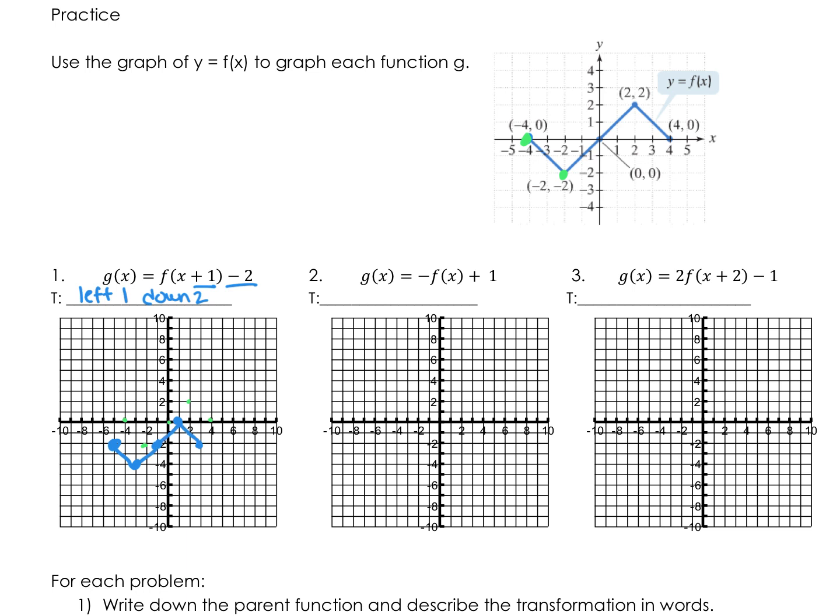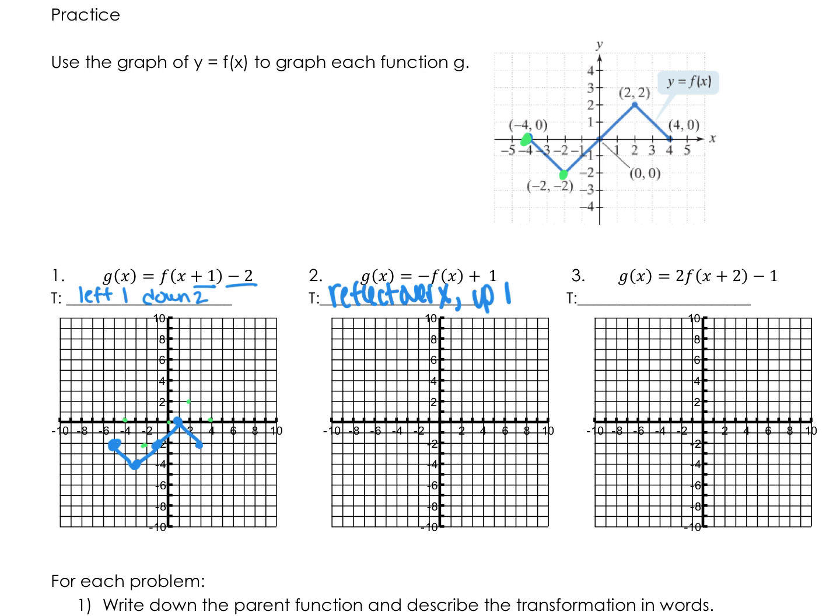All right, for this next one here, the negative in front talks about reflections. So since the negative is in front, this is going to be a reflection over the x-axis. And the +1 will tell us to go up 1 because it's on the outside.